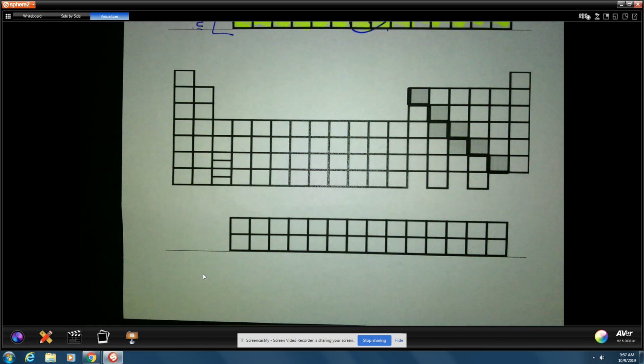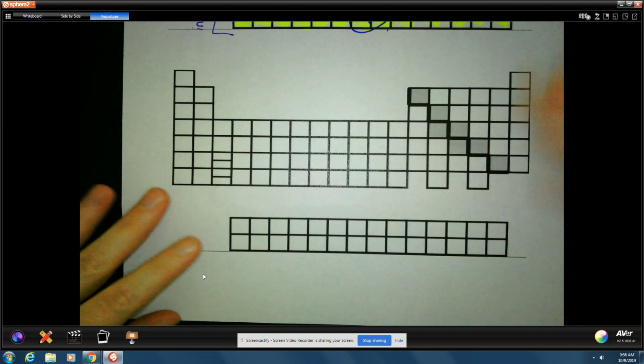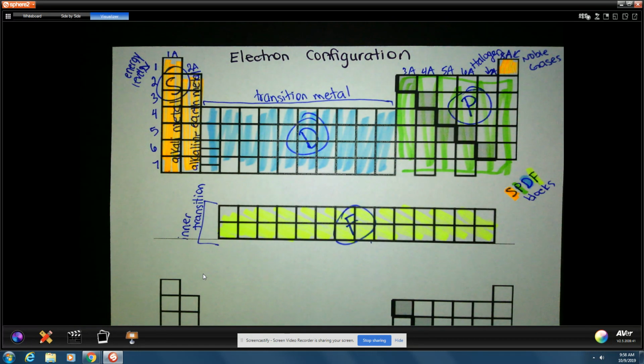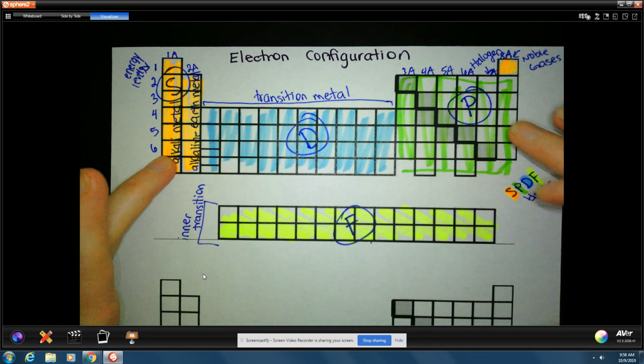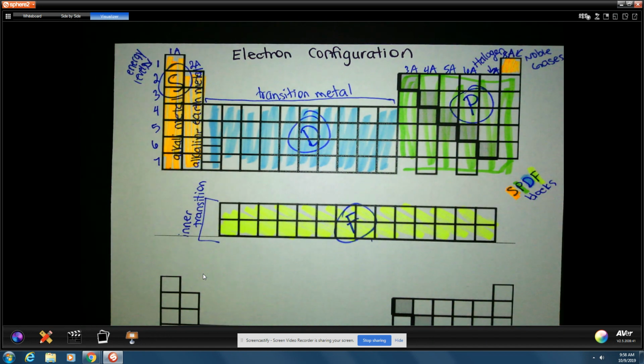All right, so in this video, I'm going to teach you how to write the electron configuration for different elements. So right here was the one from video 4. The most important part for this next video is to remember your S, your P, your Ds, and your Fs.